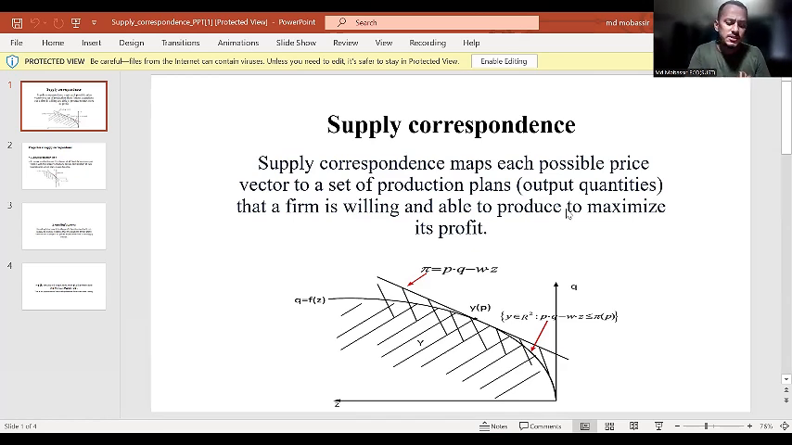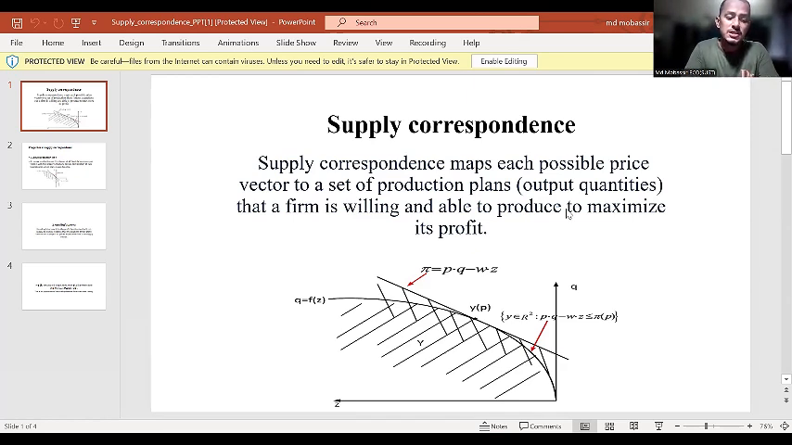In macroeconomics, a supply correspondence maps prices to production plans. It indicates that there might be multiple equally profitable production plans, which can happen in cases like constant returns to scale or a specific market structure. It's a formal way to represent a firm's optimal choice under varying prices given its production technology.